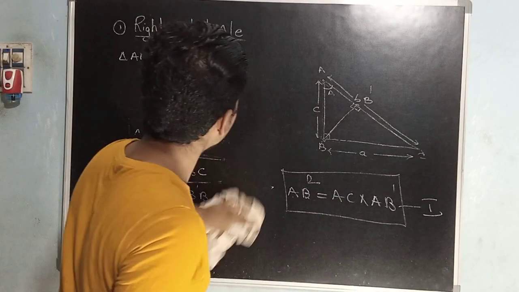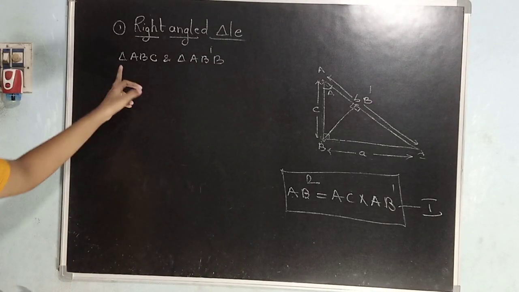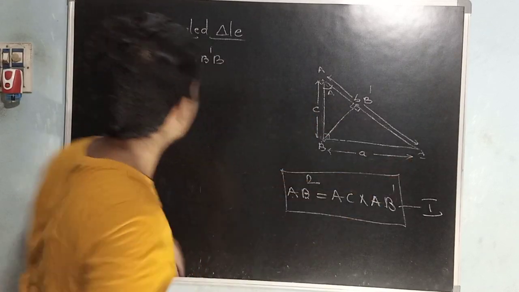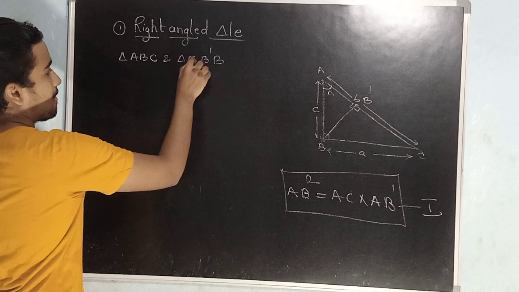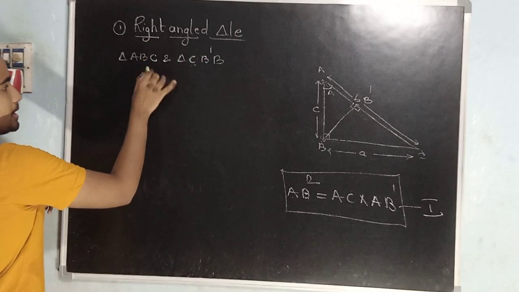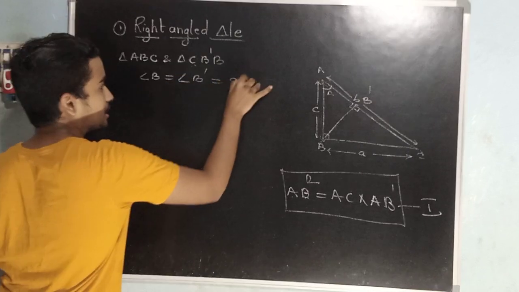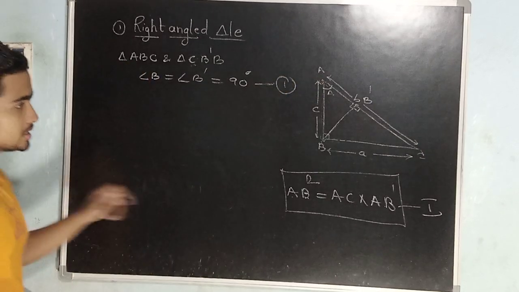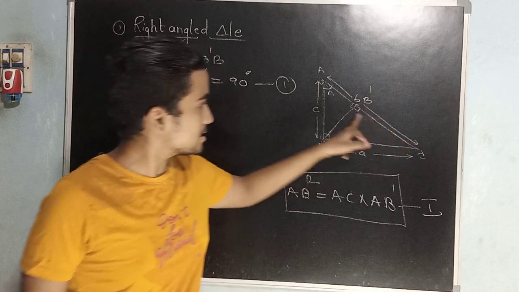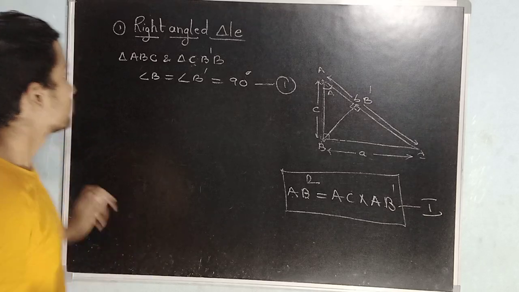Similarly, let me consider triangle ABC and triangle B dash BC. Here angle B is equal to angle B dash is equal to 90 degrees. It is our first condition. For triangle ABC, angle B is 90 degrees. For triangle B dash BC, this is 90 degrees. Angle B is equal to angle B dash is equal to 90 degrees.